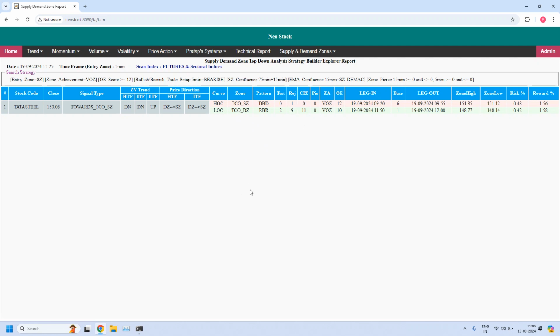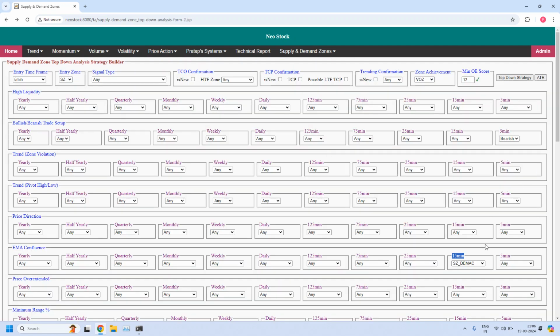Already having one rejection from this zone. Okay, this 5-minute zone is part of the 15-minute zone, and having EMA confluence. Next, let us look for LTF, ITF, HTF confluence. That means the 5-minute supply zone should be part of the 15, and both together part of the 75. For that, first we need to remove this EMA filter.